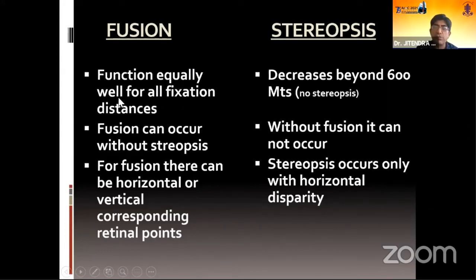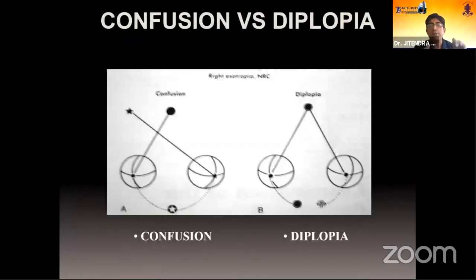Fusion will function equally well for all fixation distances, and fusion can occur without stereoacuity. But without fusion, you may not have stereoacuity. And stereopsis occurs only in horizontal disparity because horopters are horizontal. You cannot have vertical stereoacuity because both the eyes are horizontally separated. They are not vertically separated. So a trick question is whether vertical stereopsis is there. You cannot have it because the image will still be in the same horopter if it is a vertical separation. This is what I was saying.